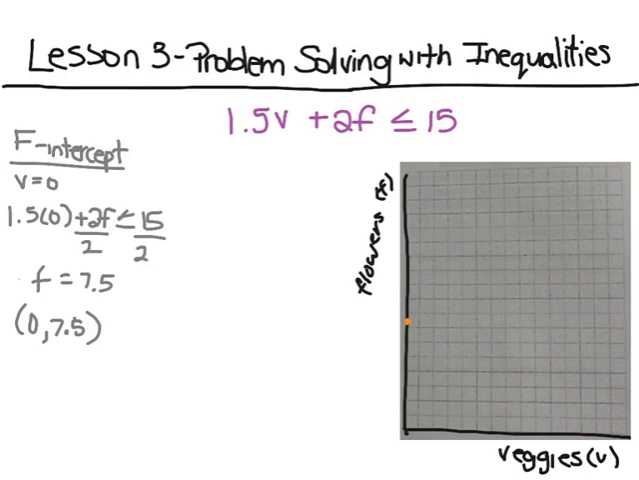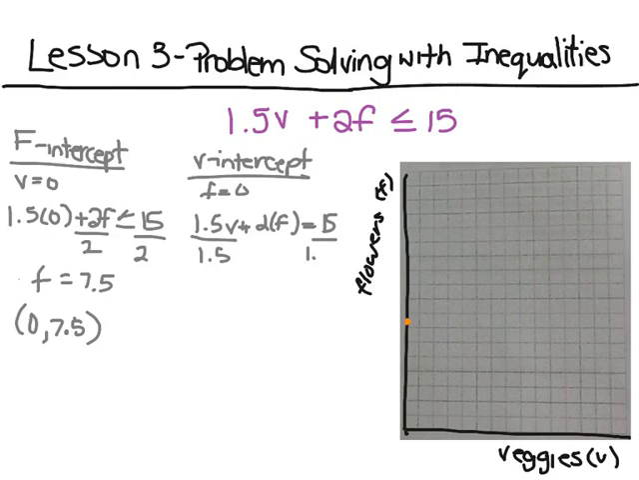Then we're going to find our V-intercept. To find the V-intercept, we make F equal to 0. So 1.5V plus 2 times F is equal to 15. We're going to divide both sides by 1.5. So V is equal to 10. So we're going to plot another one at 10, 0. 1, 2, 3, 4, 5, 6, 7, 8, 9, 10.